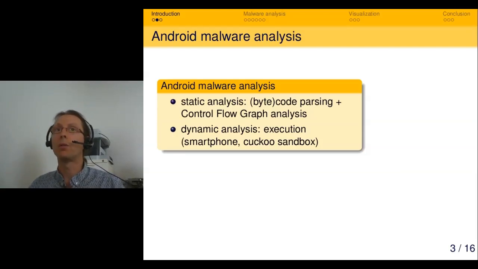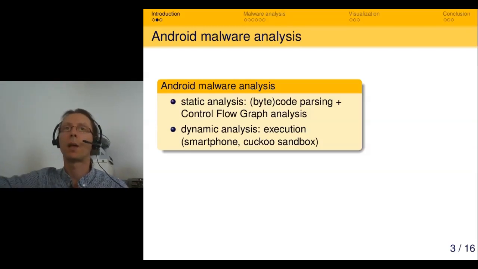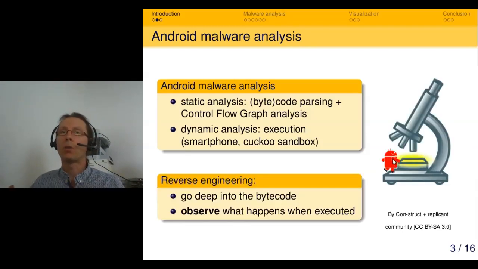On the contrary, you can do dynamic analysis. It's more simple. You execute the malware inside the smartphone. You may also use a sandbox like the Cuckoo sandbox. And these two techniques are used in the literature to do malware analysis. Why are you using these two techniques? It's because you want to do reverse engineering. You have a sample of a malware and you want to understand what this sample is doing. And to do that, you have two techniques. You can take the code and try to understand the code, or you can observe what the malware is doing when executed.